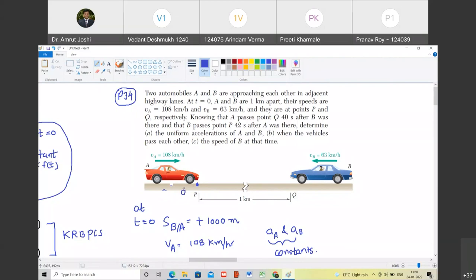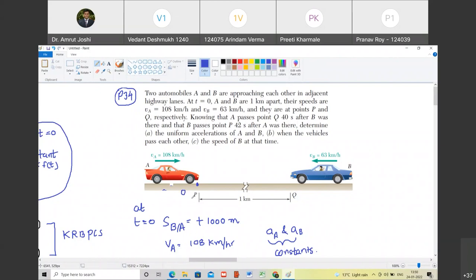Okay, so we have gone through the problem statement. Let us translate it first into the form of mathematical information. So what have we been given? We have been suggested indirectly that you assume either P or Q as your origin. Are you with me? Yes, sir.